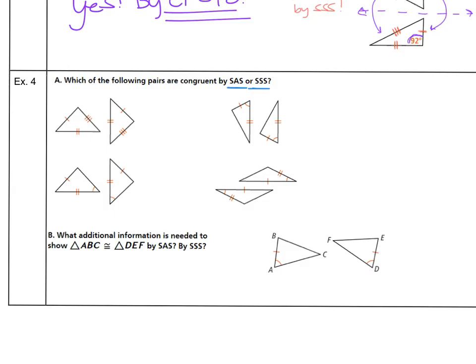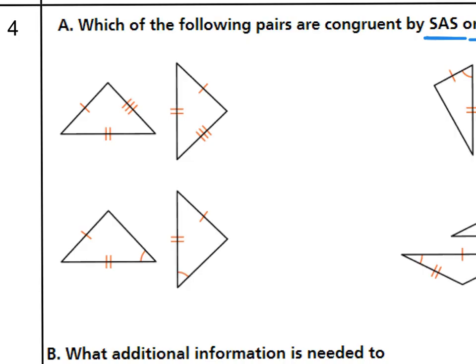So let's take a look at each grouping in more detail. On the top left example, I really zoomed in, didn't I? On the top left example, do you see how we have this side marked with this one, this bottom side marked with this left-hand side, and then this over here on the right is congruent to this over here on the bottom right. So if we say which of the following pairs are congruent by SAS or SSS, this one would be congruent by SSS. All the sides in one triangle are congruent to all the sides in the other.